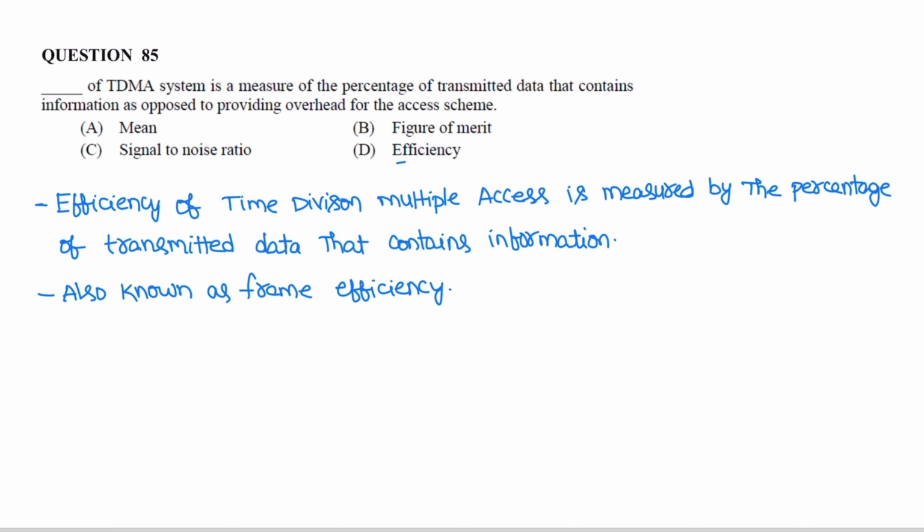Next question. Dash of TDMA is a measure of the percentage of transmitted data that contains information as opposed to providing overhead for the access scheme. So it is efficiency. The efficiency of TDMA, time division multiple access, is measured by the percentage of transmitted data that contains information with respect to overhead. That is TDMA efficiency, or simply frame efficiency. It is the ratio of data bits transmitted to total bits, where total bits contain data bits as well as frame bits. So the correct option is efficiency.